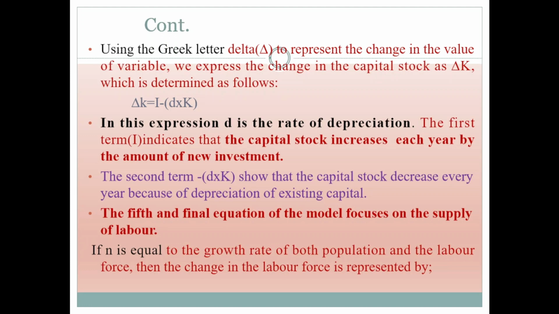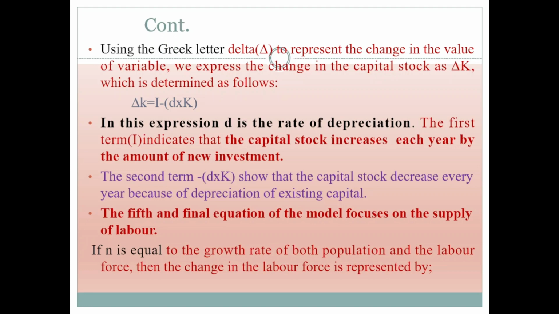So the first term I indicates capital stock increase each year by the amount of new investment. Investment is I. The second term D times K shows that the capital stock decreases every year because of depreciation of existing capital, right?